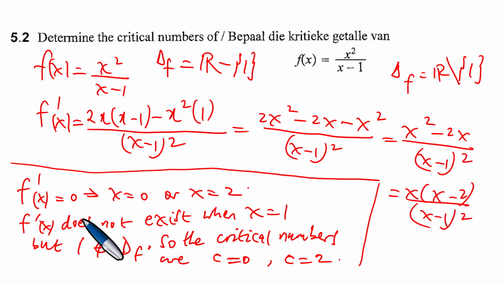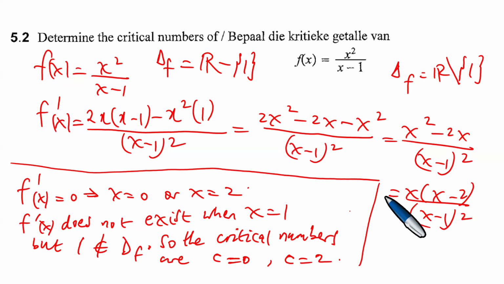We note that f prime, the derivative, does not exist when x is 1. But we know that 1 is not even in the domain, because the domain is without 1. 1 is removed from the real numbers. And therefore the critical numbers become 0 and 2.